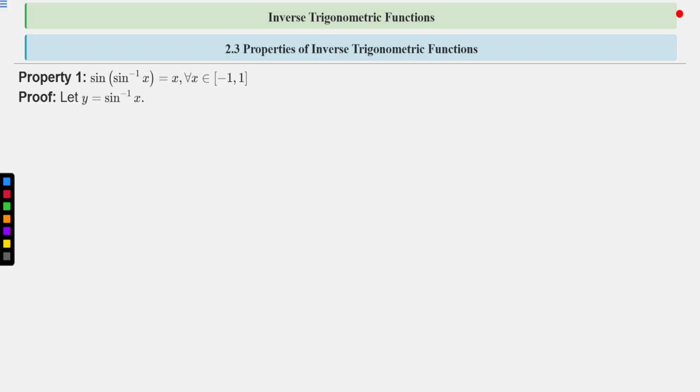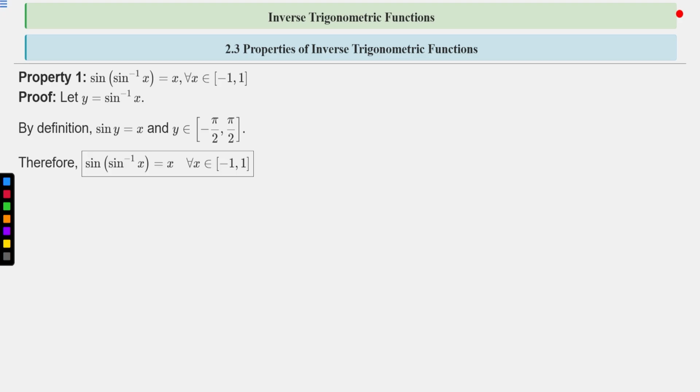So let us start with the proof. Let y is equal to sine inverse x, right? So by definition, sine y is equal to x, and y belongs to minus pi by 2 to pi by 2, right? Clear? y belongs to minus pi by 2 to pi by 2.